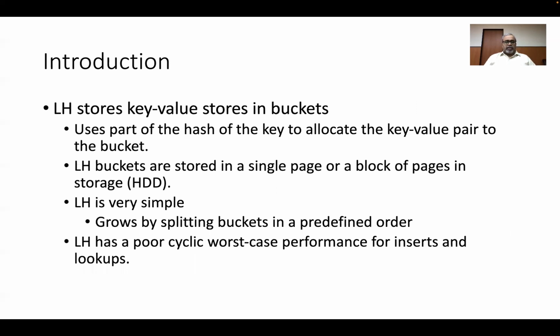Linear hashing stores key value pairs in buckets. It uses part of the hash of the key to allocate the key value pair to the bucket. LH buckets are stored in a single page or a block of pages in storage, for example, hard disks. LH is very simple. It grows by splitting buckets in a predefined order. At the same time, LH has a very poor cyclic worst case performance for inserts and lookups.